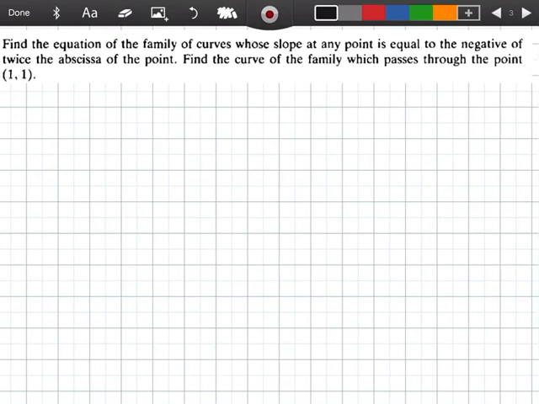For problem number 1, find the equation of the family of curves whose slope at any point is equal to the negative of twice the abscissa of the point. Find the curve of the family which passes through the point 1, 1. So, we are given a slope. What is given to us is the equation of the family of curves whose slope at any point is equal to the negative of twice the abscissa. Slope is represented by m.